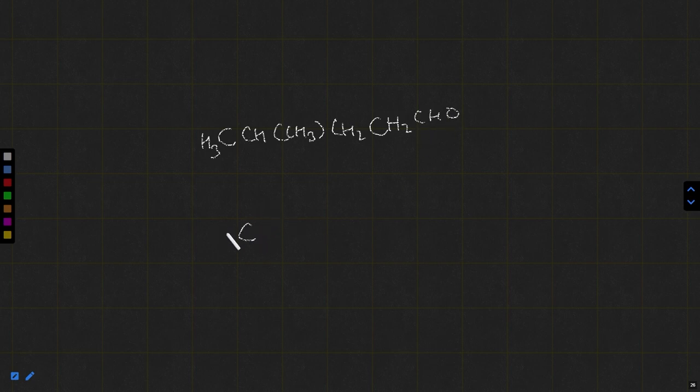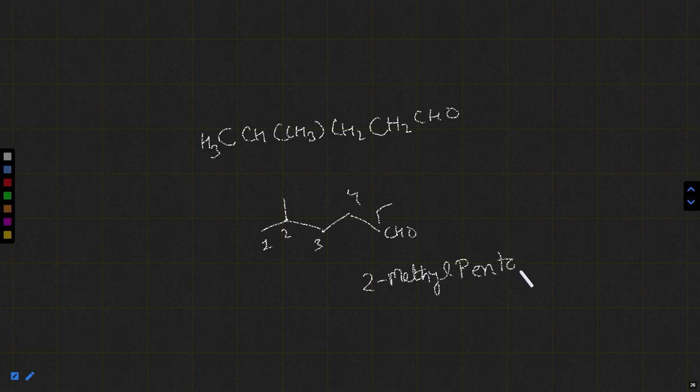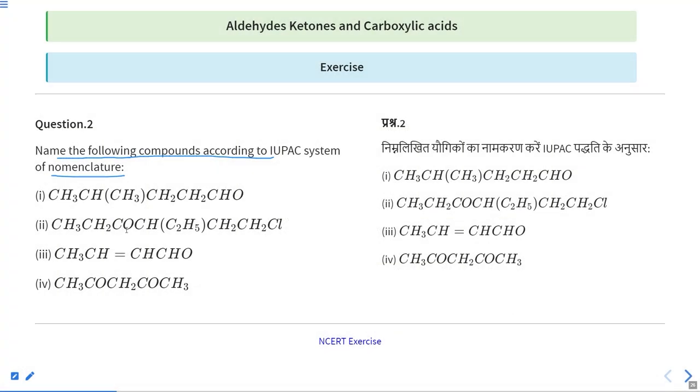Just expand this. It will make a clearer picture. I'm writing the bond line structure. One carbon here, one carbon here, and then we have CHO. So this is the bond line structure. Just try to name it. How will we name it? At first position we have the aldehyde group. Aldehyde group is always at the first position only. How many carbons are maximum? 1, 2, 3, 4 and 5. And at 2 position we have methyl. So 2-methylpentanal.